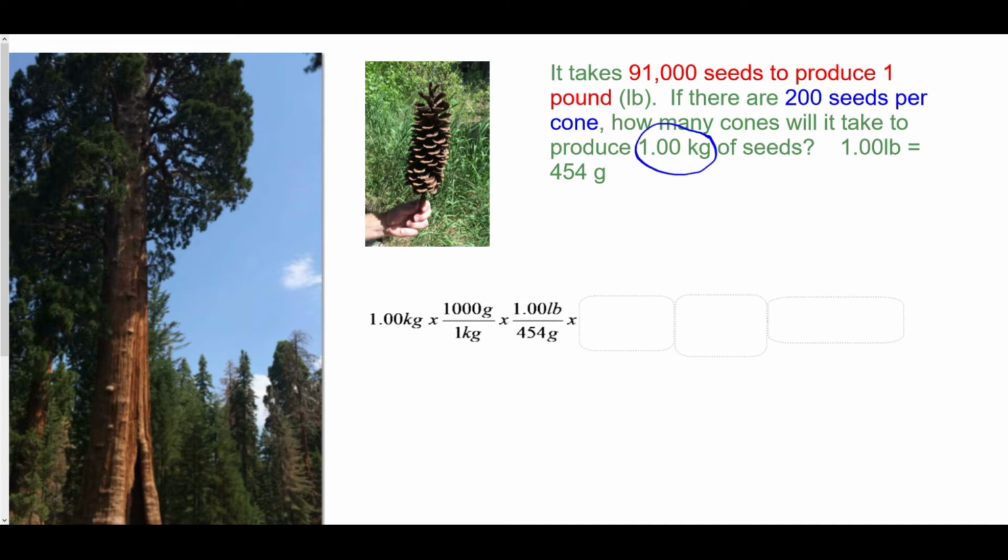Now we can use some of the conversion factors found in the problem. We have 91,000 seeds per pound. And now that we have seeds, we can use the blue conversion factor, 200 seeds per cone. And that's going to give us a value of 1 times 10 to the 3 cones. Notice that our starting value has 3 sig figs, and so our ending value has 3 sig figs.